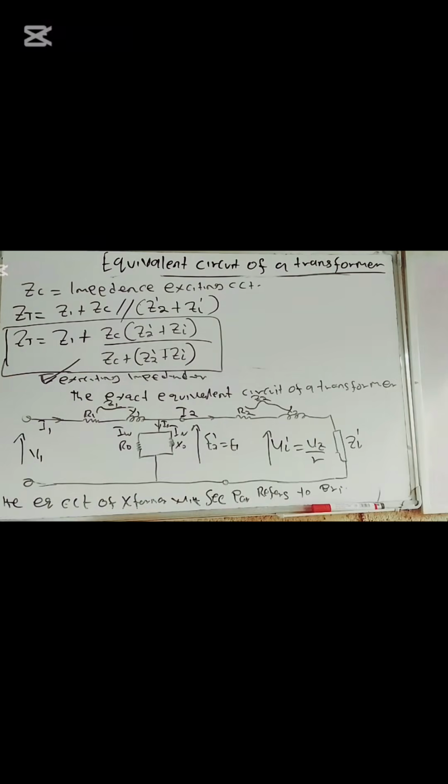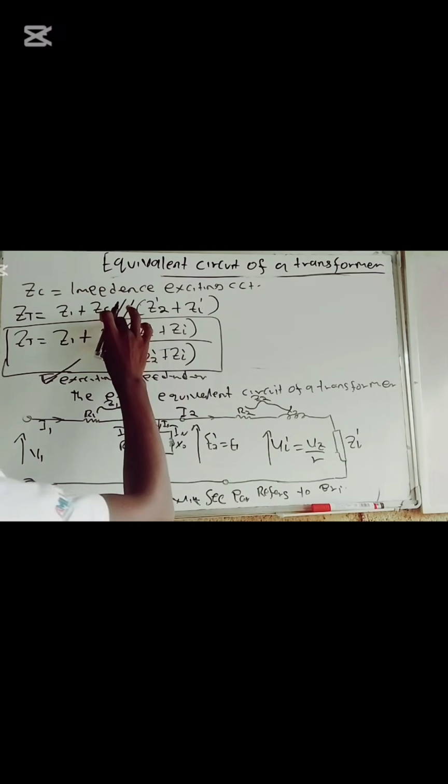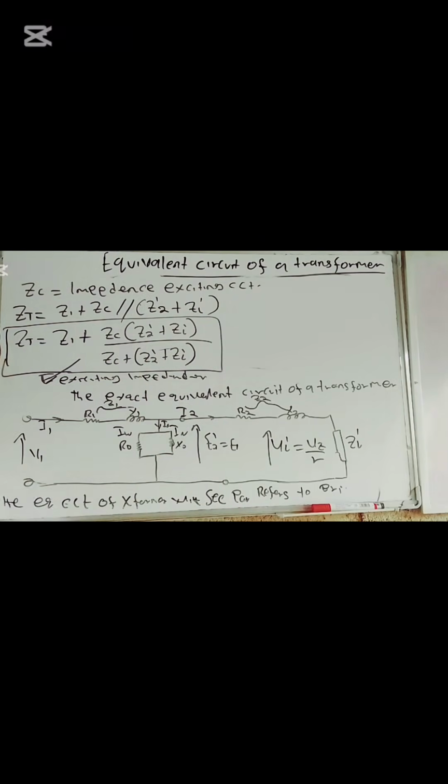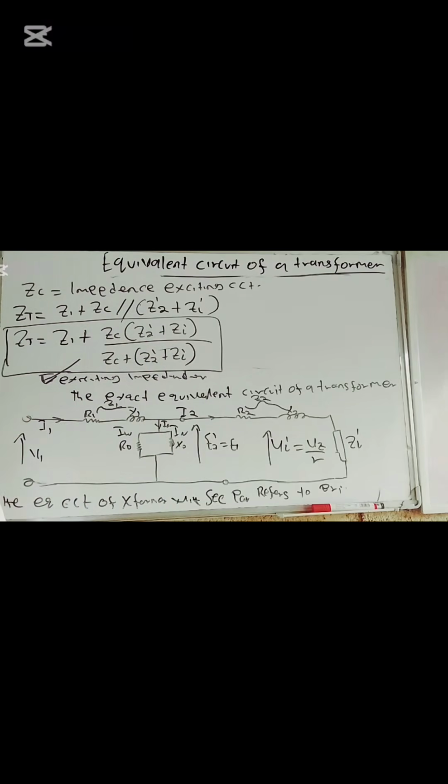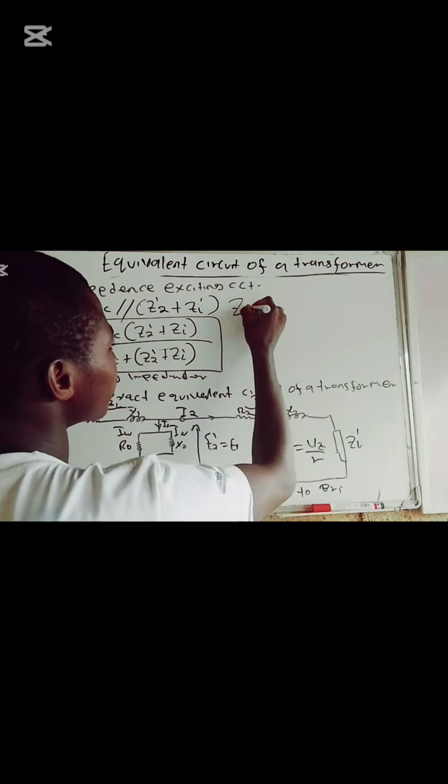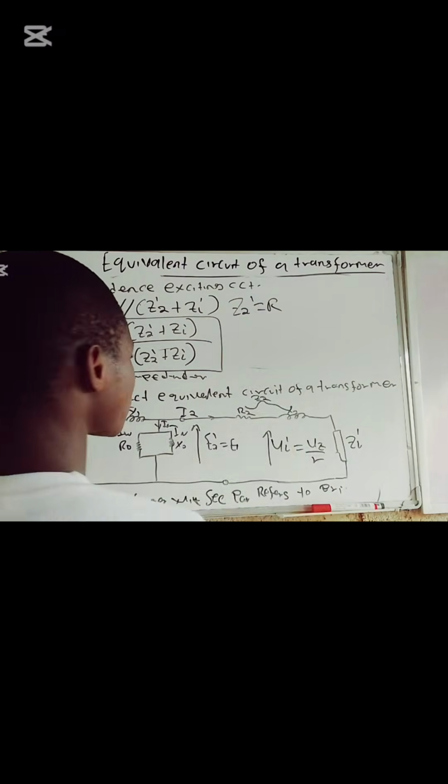What I mean by that is, don't be confused. This impedance is using the ZC. But if you are dealing with no load, this should not be the exciting, but it will be what? Z0, which is the no load current considered to the impedance, because the Z0 is at no load current. That's why it becomes Z0. And we have Z2 prime, which is the same thing as what?